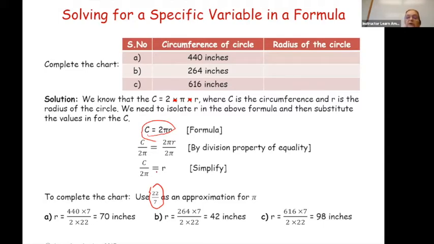Remember, pi is what we call an irrational number. And if you remember from your first lesson, irrational numbers are numbers that go on forever. They never come to an end. They don't have a standard pattern that repeats itself. Pi is an example of such a number.